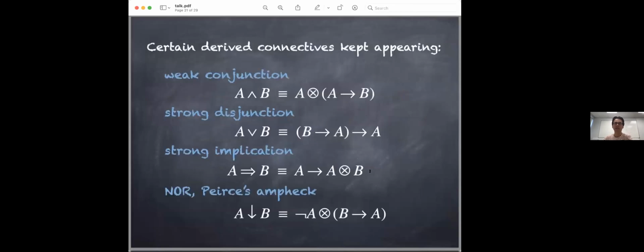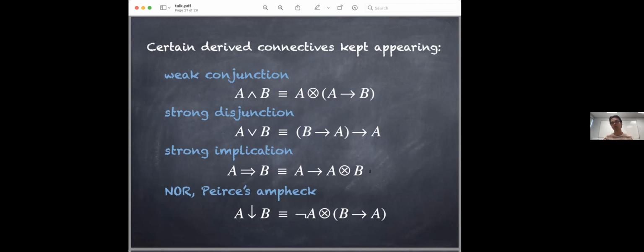We started noticing that a few patterns appeared again and again. For instance, A tensor (A implies B) appeared very, very often in the proof. A few of those things were already known concepts, and this is called weak conjunction. So A tensor B is the strong conjunction, and A tensor (A implies B) is a weak form of conjunction. The dual of these, (B implies A) implies A, also behaves as a disjunction. It's called the strong disjunction. We also found the strong implication and the NOR, or Peirce's AMPHEC. These were the connectives that kept appearing again and again.